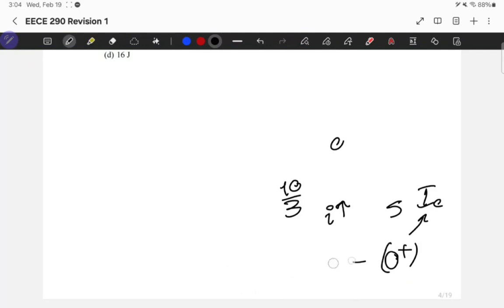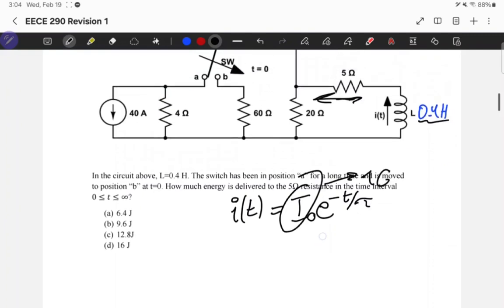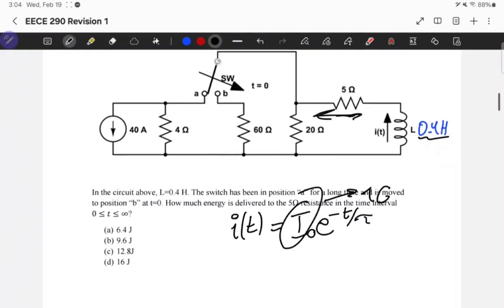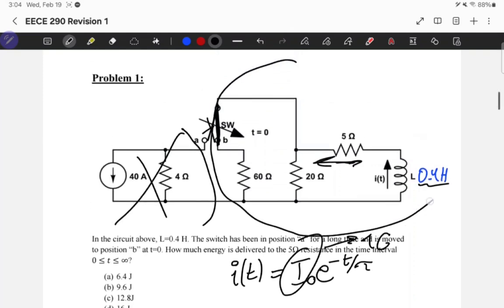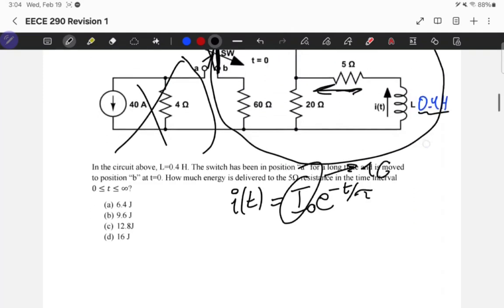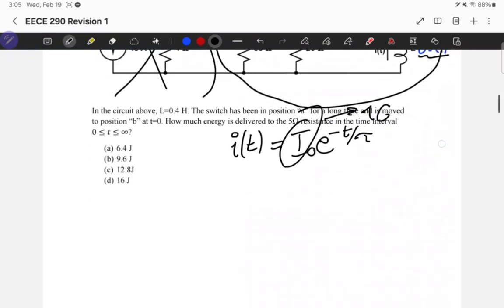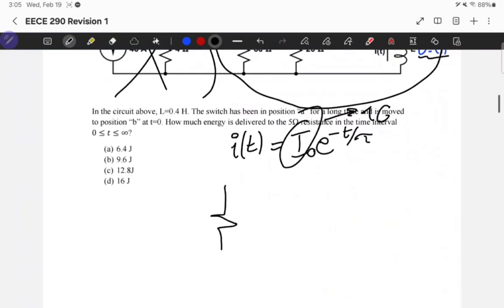Okay? Now, on to step 2. After switching, we have the circuit looking like this. This part of the circuit is disconnected, and we only have this part of the circuit, right? So what we can do is draw the circuit after switching.